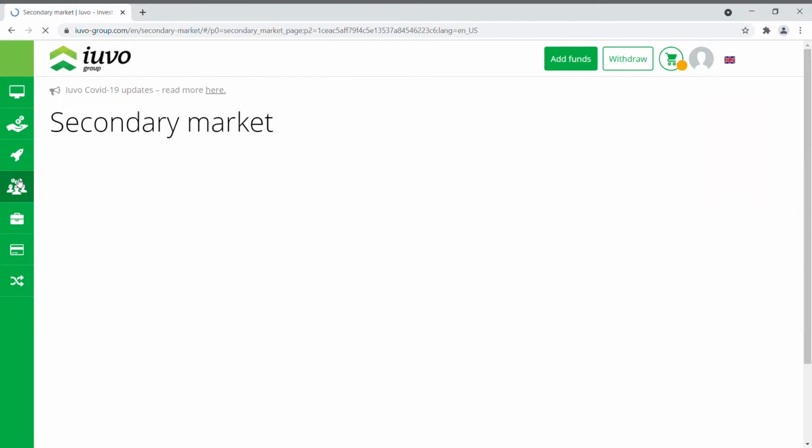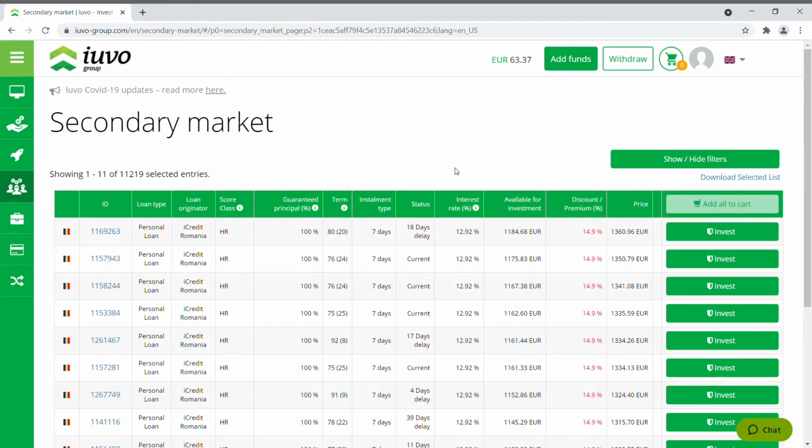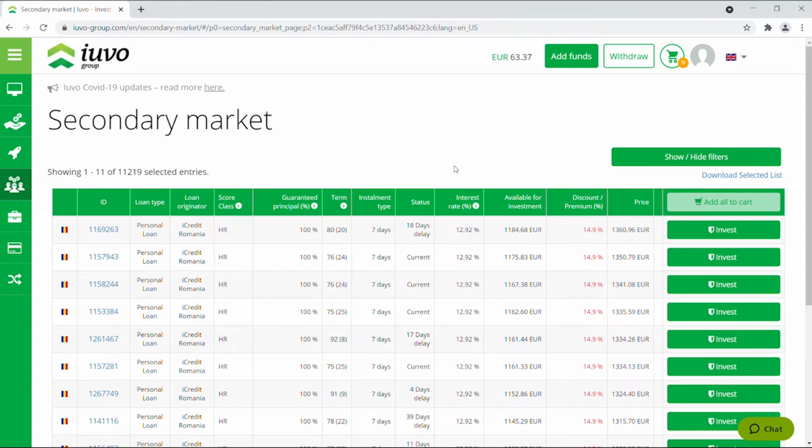You can also invest manually on secondary market. It is a market where investors sell their investments to other investors. It gives advantages to both sides. The sellers have higher liquidity of their funds.